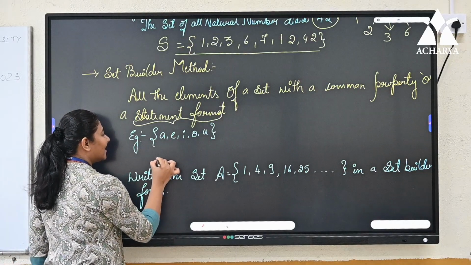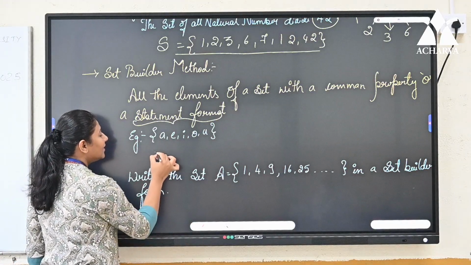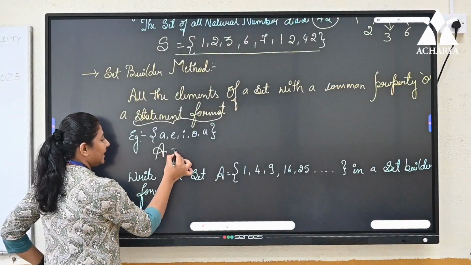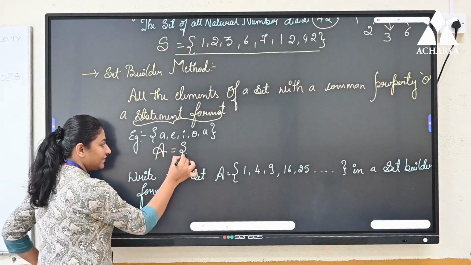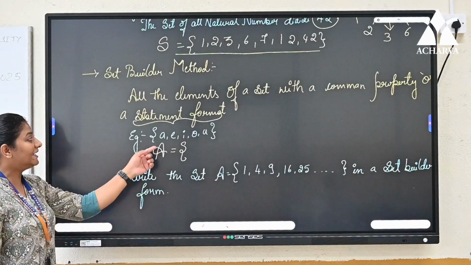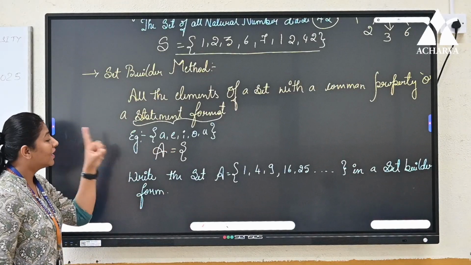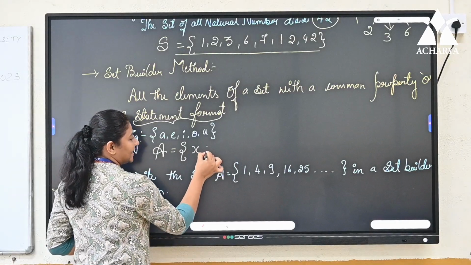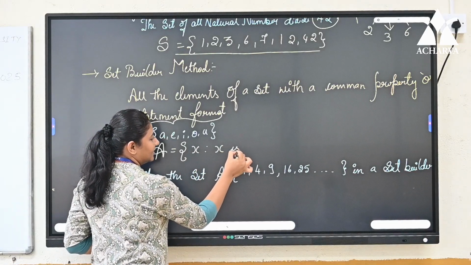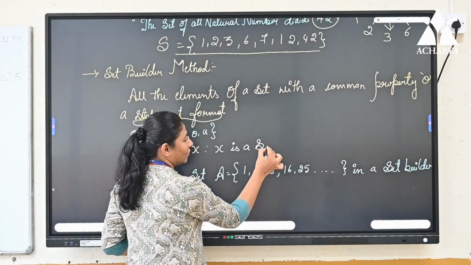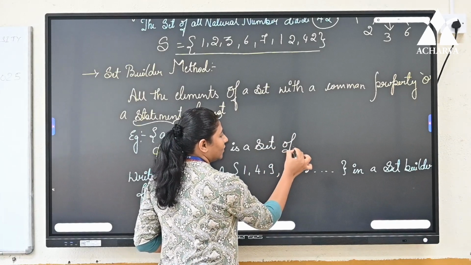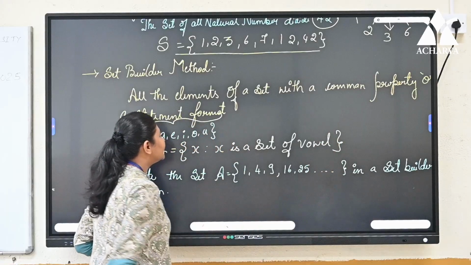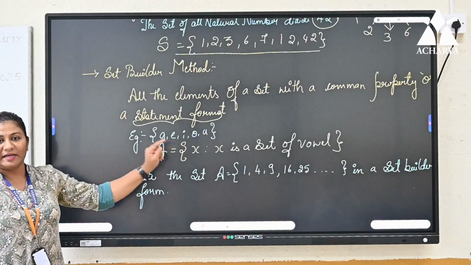Let us take a set A, which is equal to, as I previously told, when you are defining any kind of set, it should be in flower brackets: {x such that x is a vowel}. So this is how you represent a statement format.